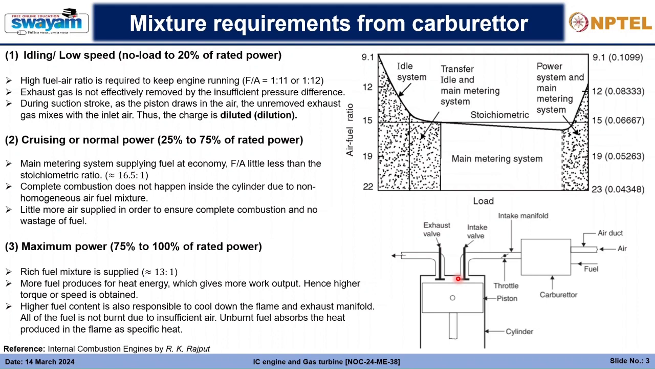That is the detail about the mixture requirements from a carburetor. And in order to have these different mixture conditions, a simple carburetor will not suffice, and we will see why. Accordingly, there are some adjustments made to the carburetor, such as the idle system, then transfer idle and main metering system, then power system and main metering system. These are added to the carburetor, or augmented to the carburetor, so to speak, and in that way it meets the demand that is required by the engine cylinder.